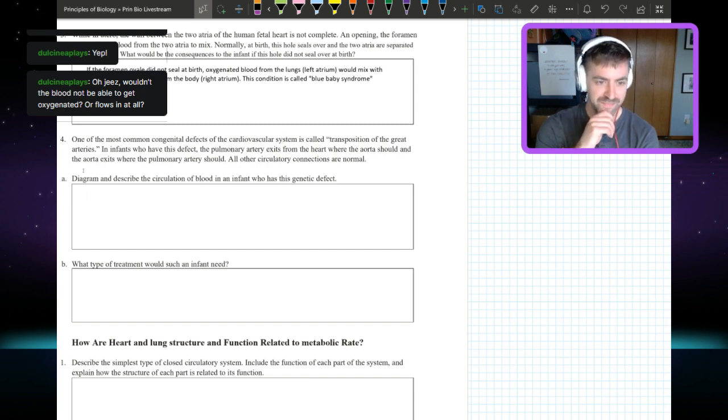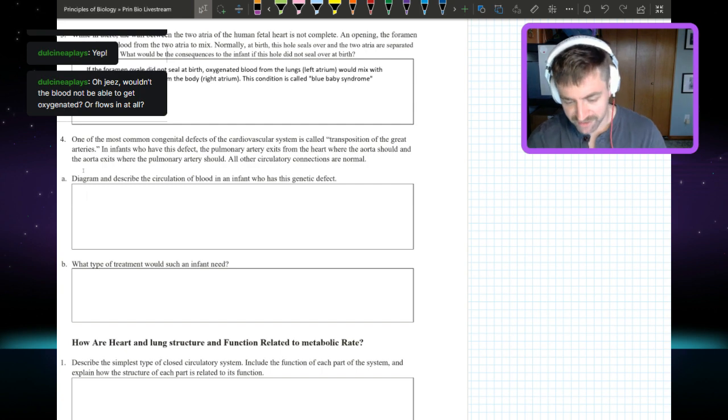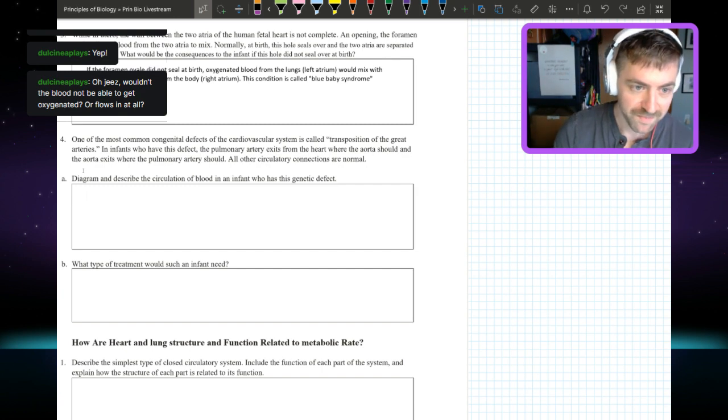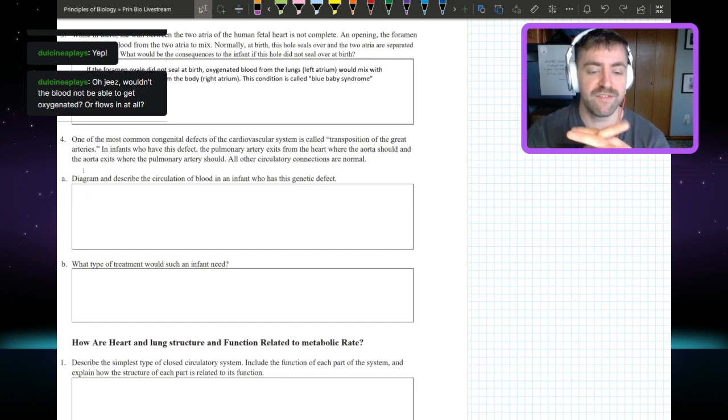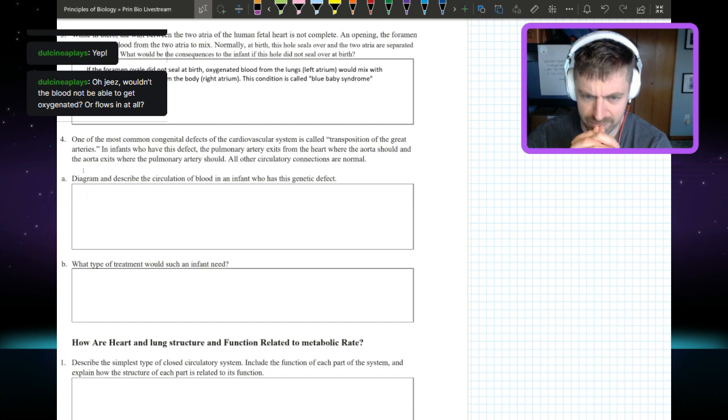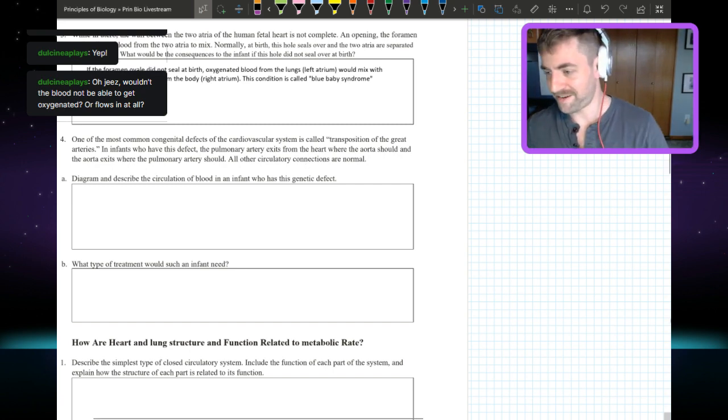I think that's actually a later question. All right. Question 4. One of the most common congenital defects of the cardiovascular system is called transposition of the great arteries. In infants who have this defect, the pulmonary artery exits from the heart where the aorta should, and the aorta exits where the pulmonary artery should. All other circulatory connections are normal. Diagram and describe the circulation of blood in an infant who has this genetic defect. All right. I'm going to begrudgingly pick up the pen again.